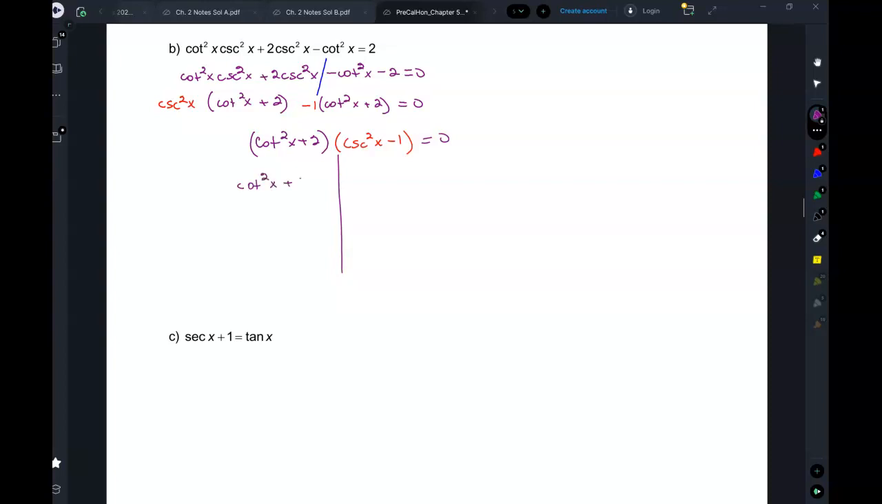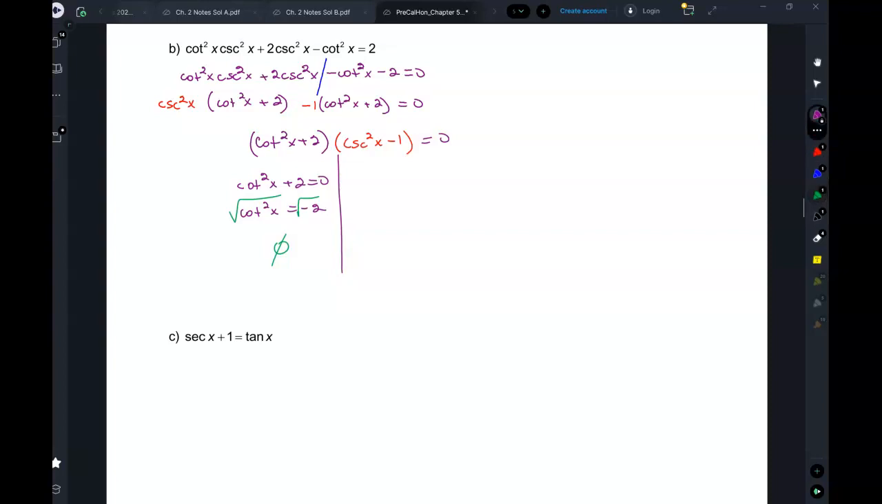Okay, so here, cotangent squared x plus 2 equal to 0. Cotangent squared x is equal to negative 2. Is that even possible? Can you square something and get a negative? No, but suppose you take a square root. Now you have the square root of negative 2, which is no good. So that's no solution from that part. Because you can't have cotangent equal to 2i, right?